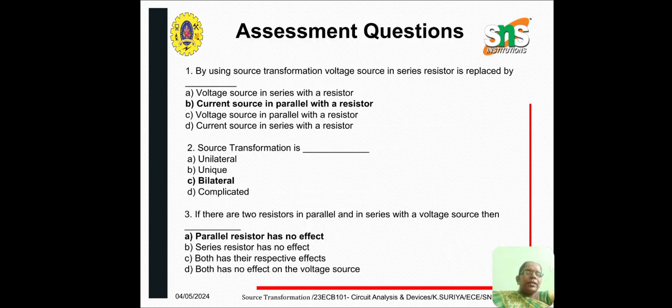So hope you understood source transformation clearly. So let us take up some assessment questions.